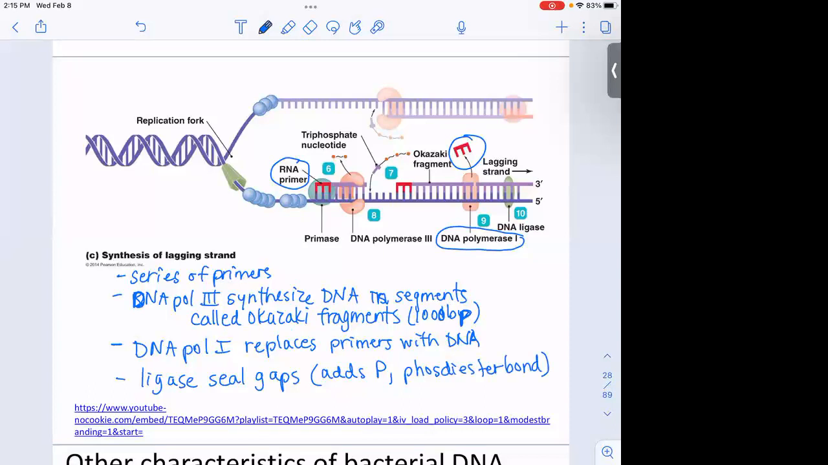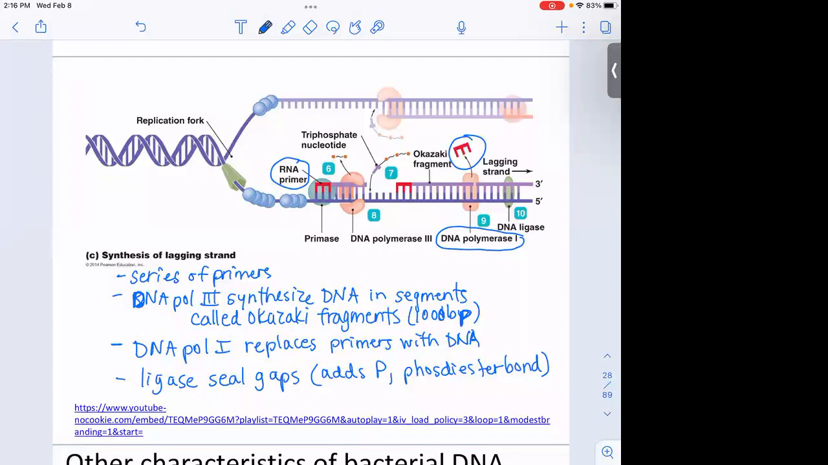Question. I know that's hard to read. DNA polymerase 3 synthesizes DNA in segments. Yeah, sorry about that. Okazaki fragments. I'm getting tired.